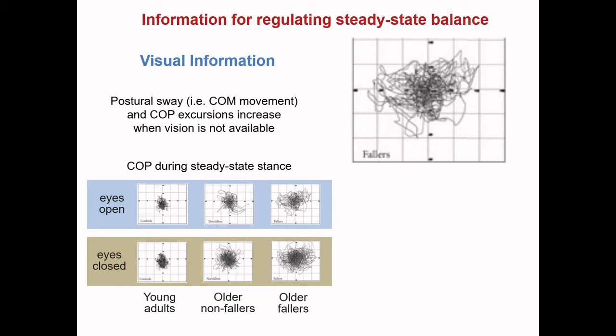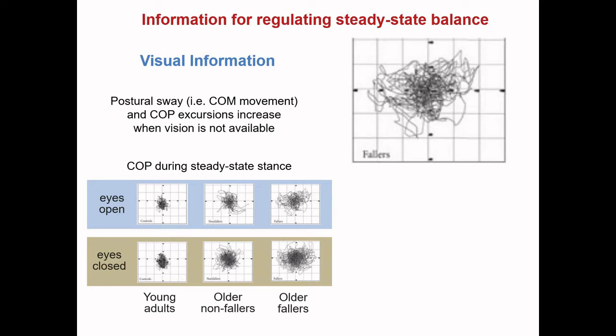Let's look at how center of pressure excursions change as a function of whether a person has their eyes open or eyes closed. In the top row, highlighted in blue, we have different recordings of people standing with their eyes open. On the bottom row, highlighted in green, we have recordings of people standing with their eyes closed. The leftmost plots are young, healthy adults, the middle plots are for older adults without a history of falls, and the rightmost plots are for older adults that have a history of falls.